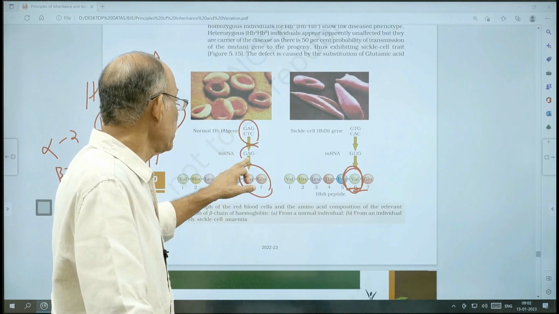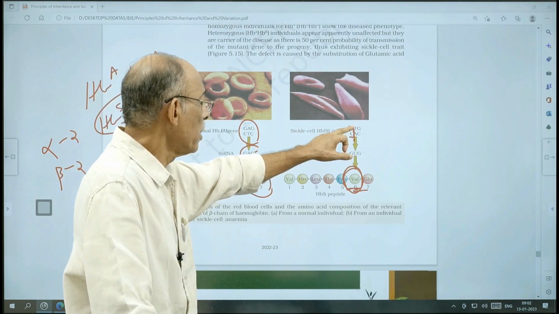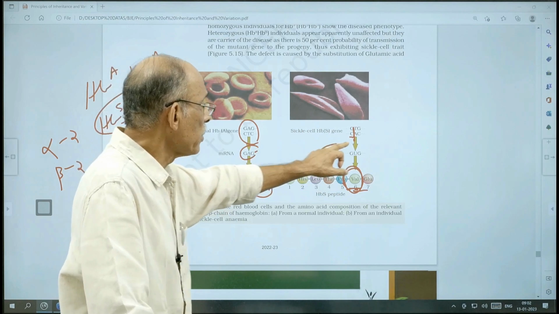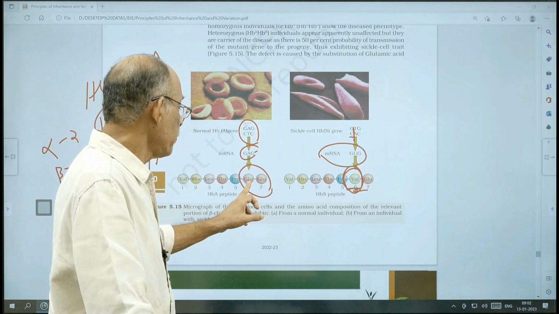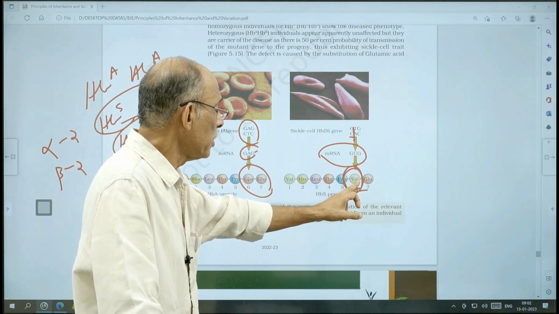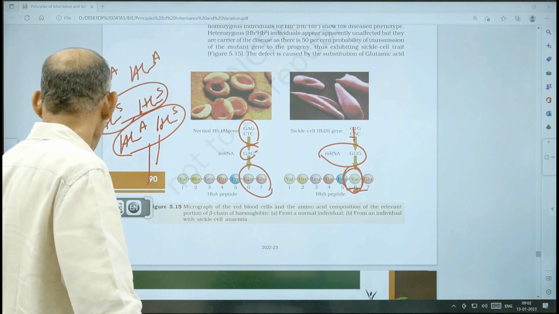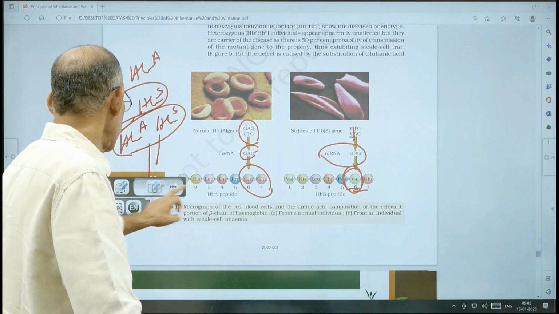This is the gene and this is the mRNA. In this gene, a single base mutation, A to T, took place, so the mRNA is changed. GAG brings glutamic acid in the normal case, whereas in sickle cell anemia, GUG gives only valine. So that causes the problem. That is the sickle cell anemia condition.